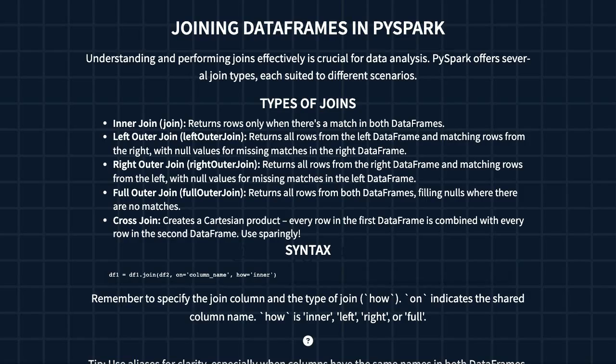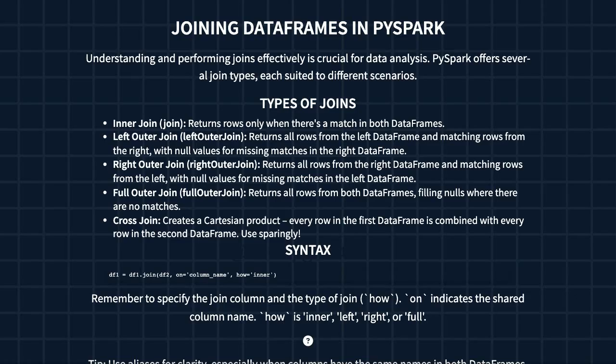Right outer joins do the same but for the right side. Full outer joins bring in all rows from both data frames, with null values when there's no match. And then we have cross joins, which can create a massive amount of data if you're not careful.